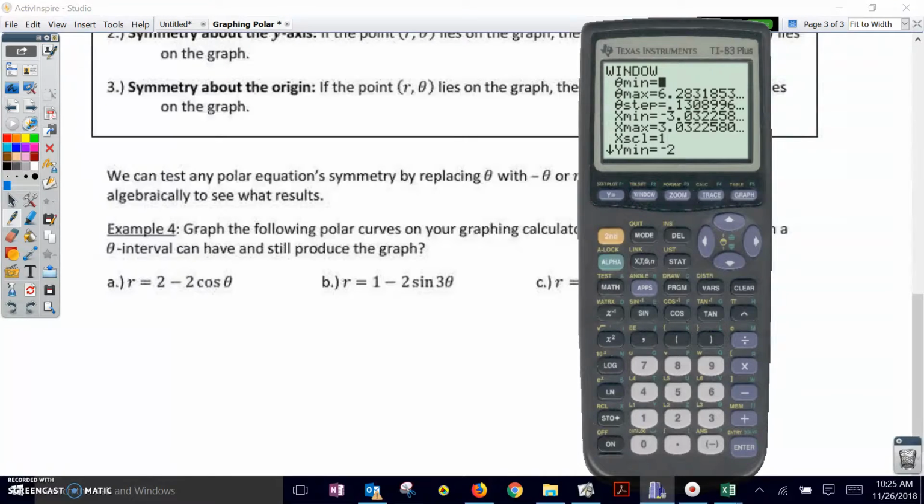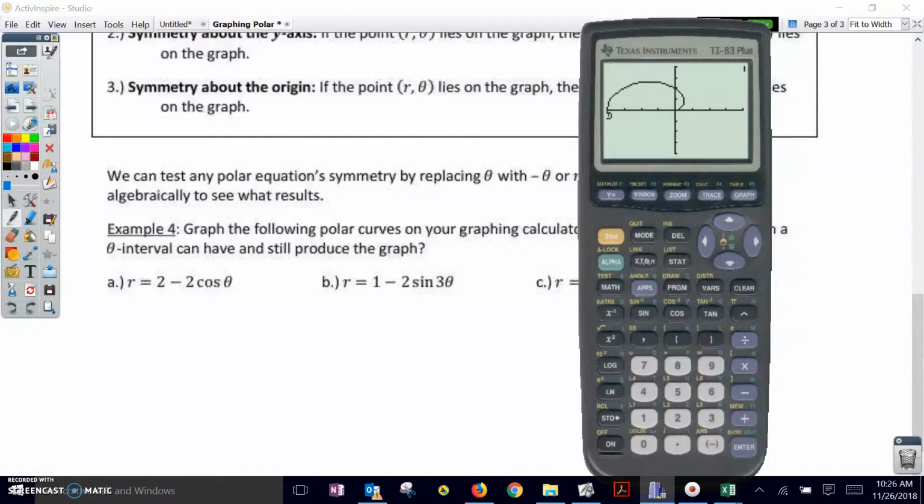I'll set up my window here. Let's start from 0 to 2 pi. And you know what? I'm going to put a path on this so that I can see if it's retracing itself. And I want to get everything on here. The biggest value that this could possibly have in either direction is 4, since the maximum value of cosine is 1, the maximum value of 2 cosine is going to be 2. And so let's take a look at what this graph looks like.